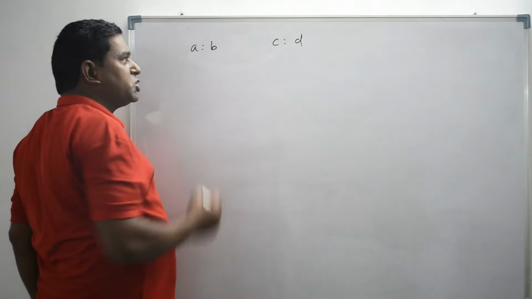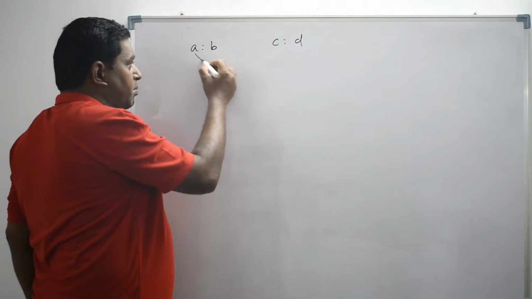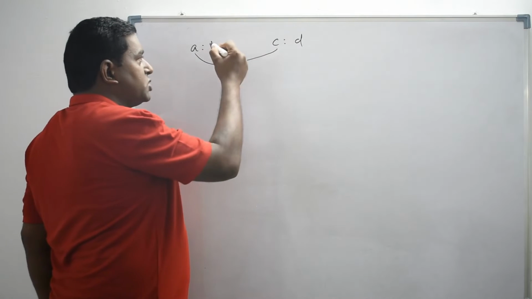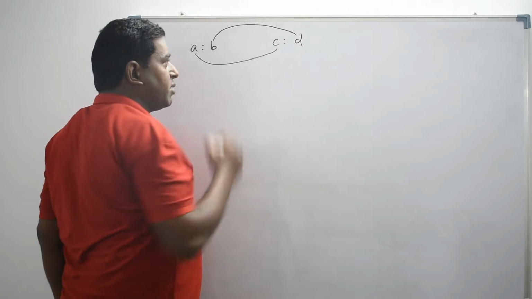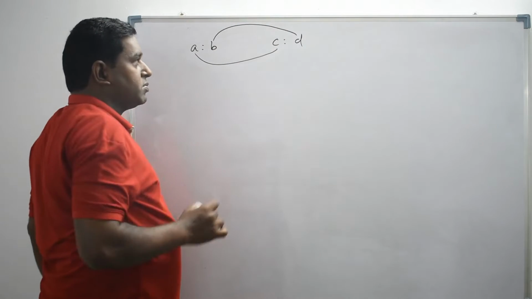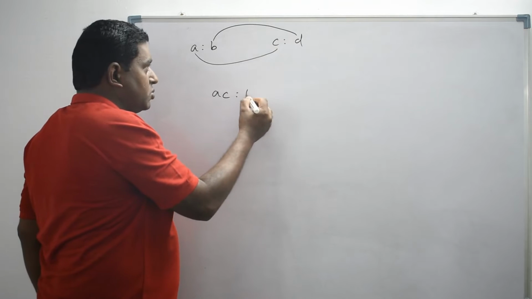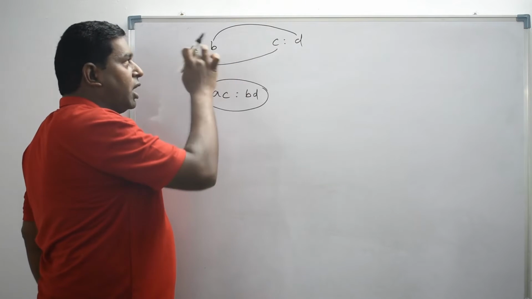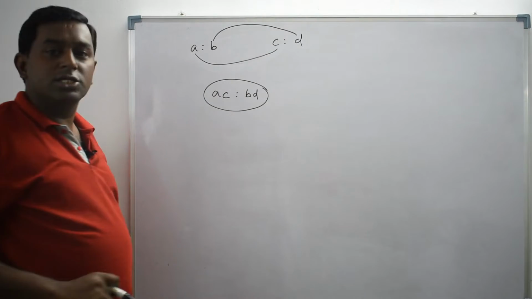Multiply the first term of the first ratio by the first term of the second ratio, and multiply the second term of this ratio by the second term of the second ratio. Then I get AC is to BD. So this is a ratio compounded of the two ratios A is to B, C is to D.